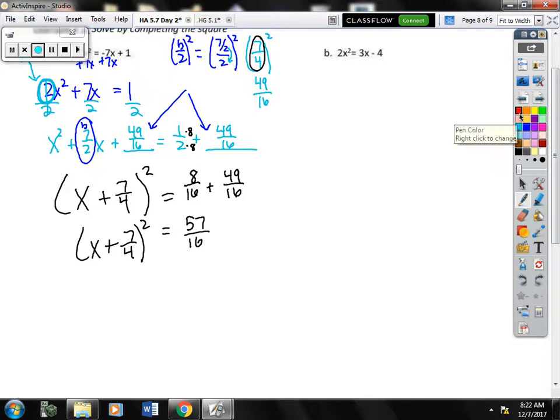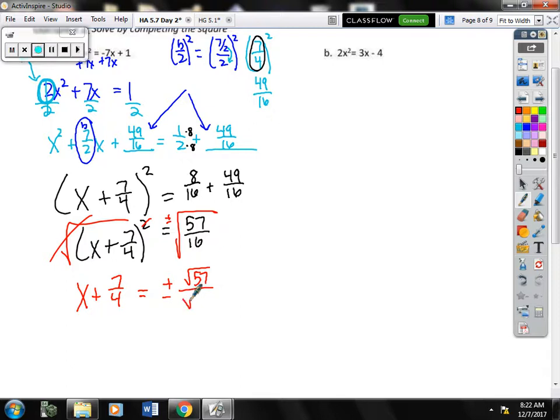Square root both sides. And put in our plus or minus. Now here you might want to split up your square roots to be square root of 57 over the square root of 16. Only one of those is a perfect square, and that's our 16. That'll become a 4. Is 57 reducible? So divisible by 4? 9, 16. No, so this one can't be simplified. We'll just leave it, the square root of 57.